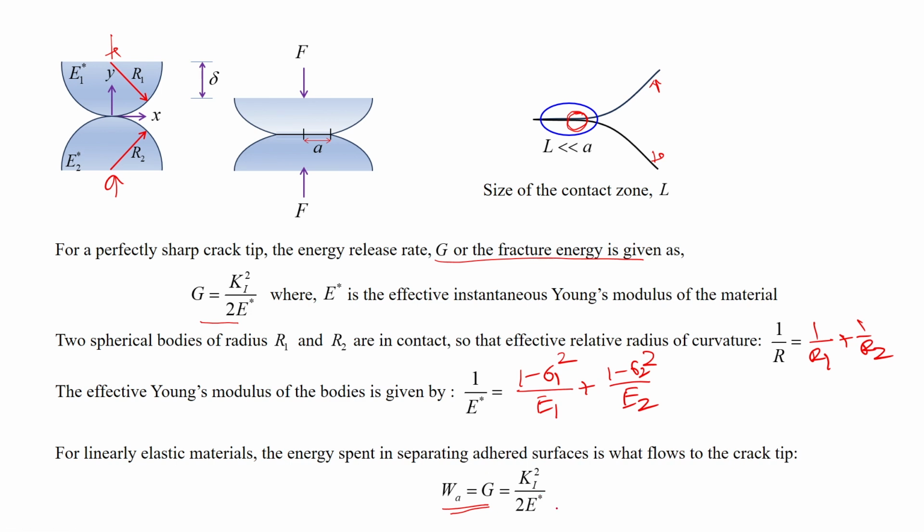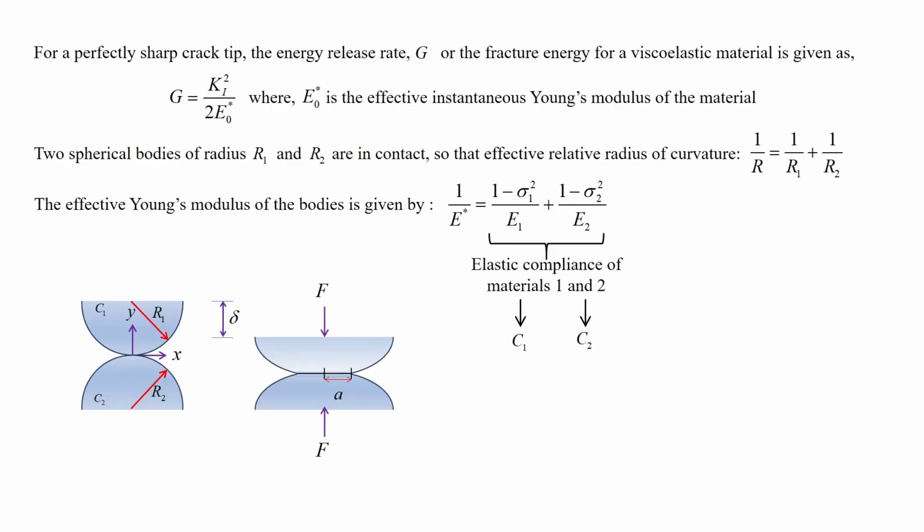Whatever energy has been spent goes into creating the new surfaces, and therefore this equation remains valid for a perfectly sharp crack tip, as we have just described. Now the fracture energy of a viscoelastic material can also be given as G is equal to K_I squared by 2E0 star, where E0 star is the effective instantaneous Young's modulus of the material.